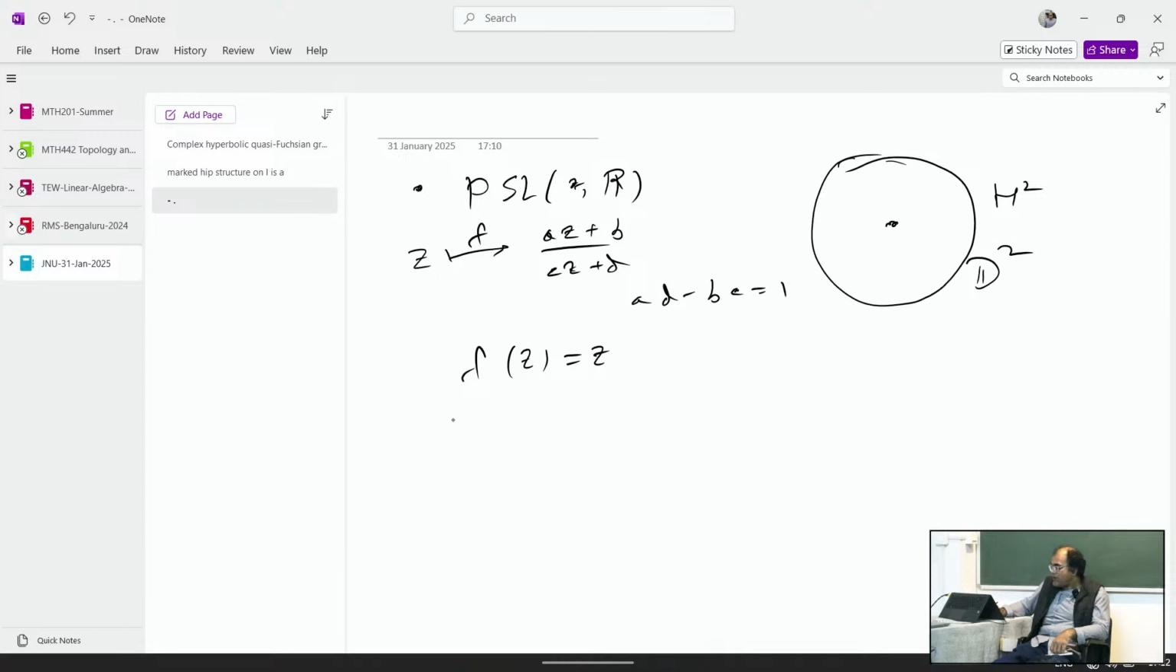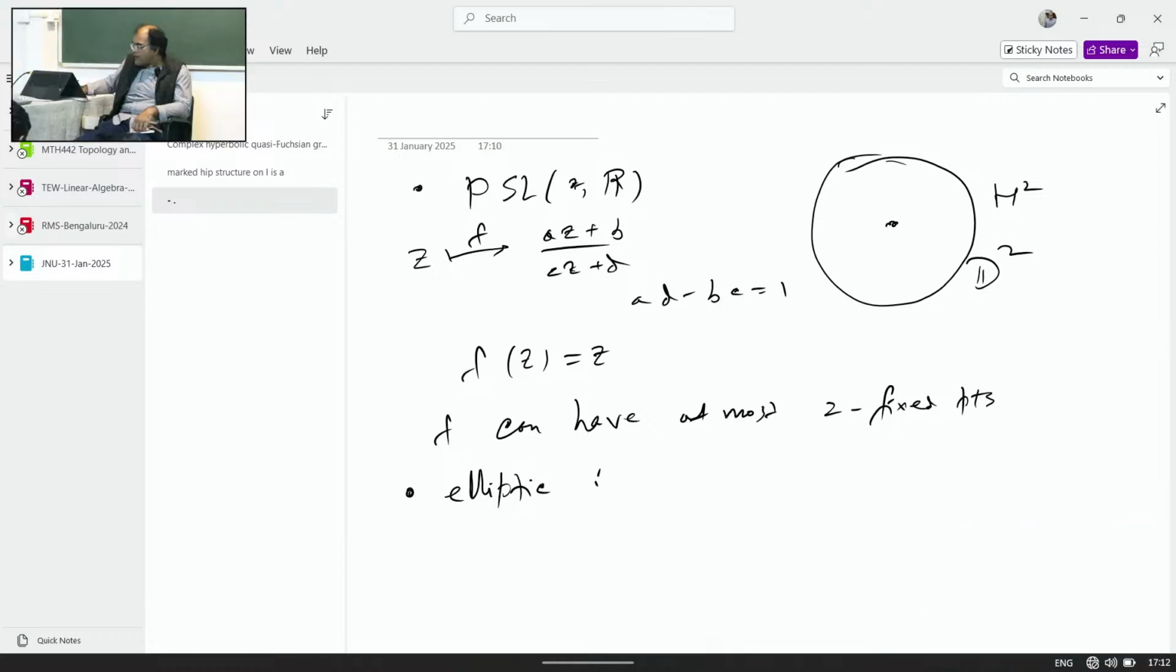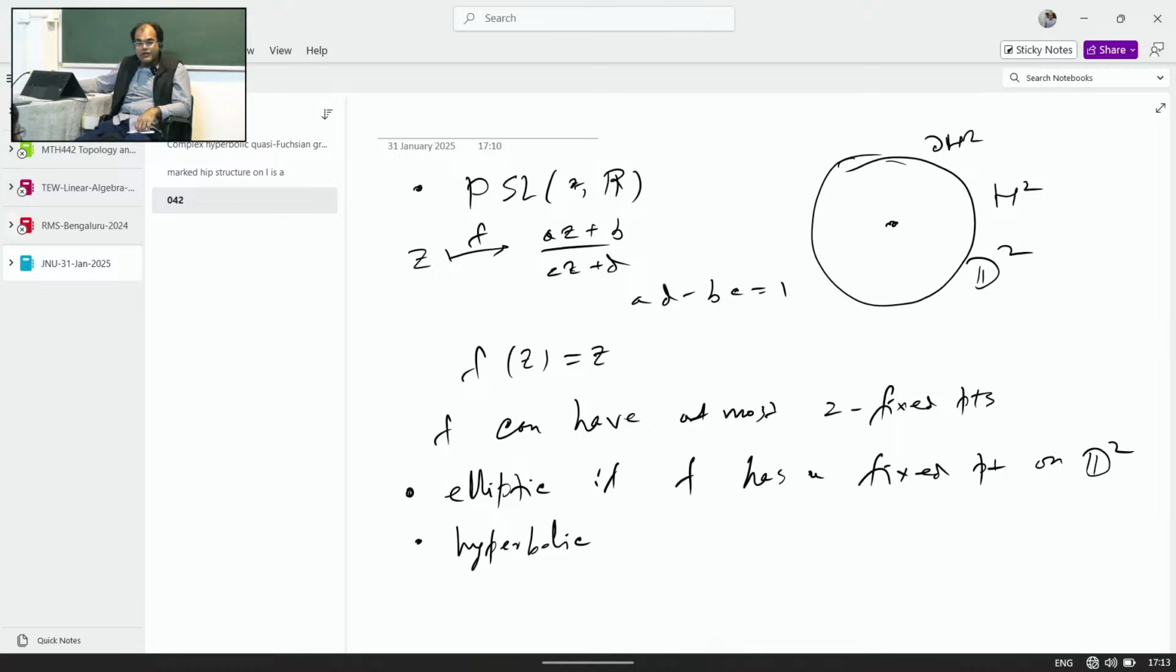So f can have at most 2 fixed points. It is called elliptic if f has a fixed point on D2. This action also extends to the boundary circle, so the fixed point can lie either inside the disk or on the boundary. Now suppose it has no fixed point inside the disk, then how many fixed points can it have on the boundary? It can have at most 2 fixed points.